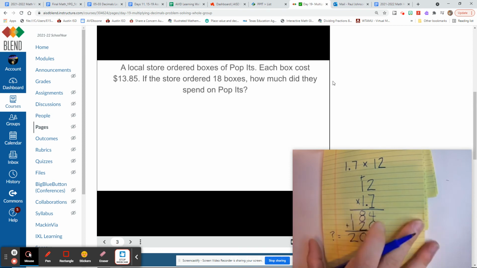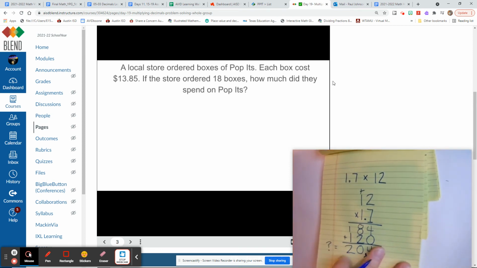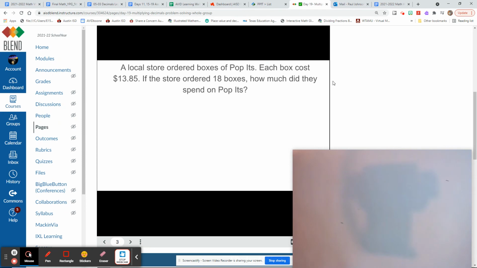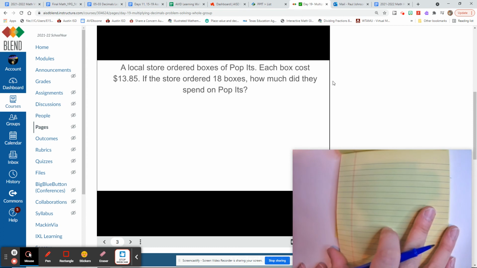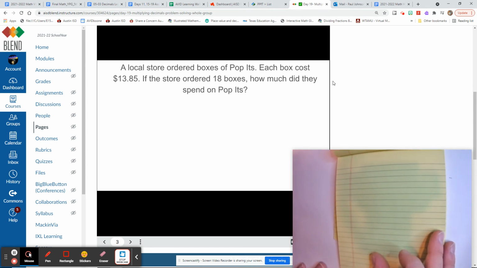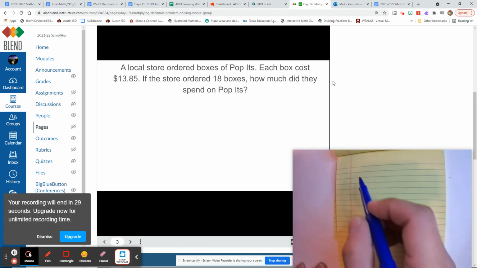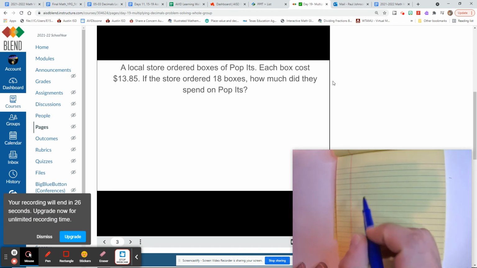A local store ordered boxes of Poppets. Oh, they're trying to get hip with it. A local store ordered boxes of Poppets. Each box cost $13.85. All right. If the store ordered 18 boxes, how much did they spend on Poppets? Okay, so they might want us to draw an area model for this one. It's going to be a big area model because we have to make 18 groups.